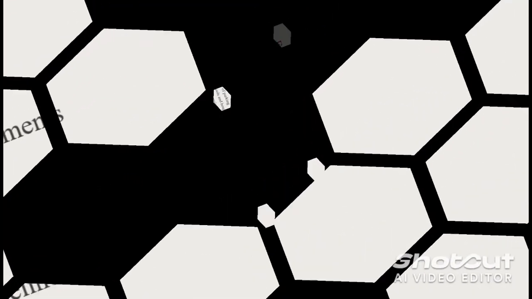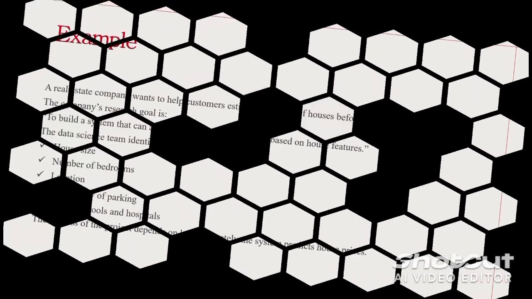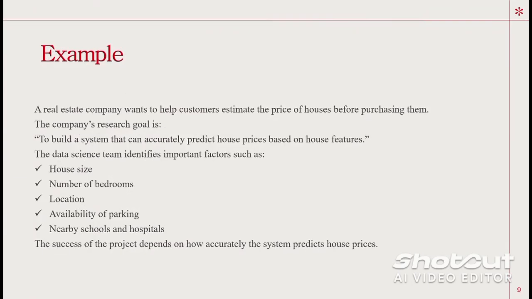Let us take a simple example. Suppose a real estate company wants to predict house prices. The goal is to estimate the price of a house based on factors such as house size, number of bedrooms, location, parking facilities, nearby schools and hospitals. So here the research goal is clearly defined before starting the project.